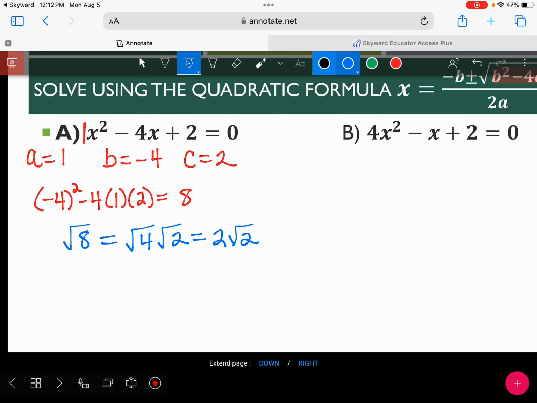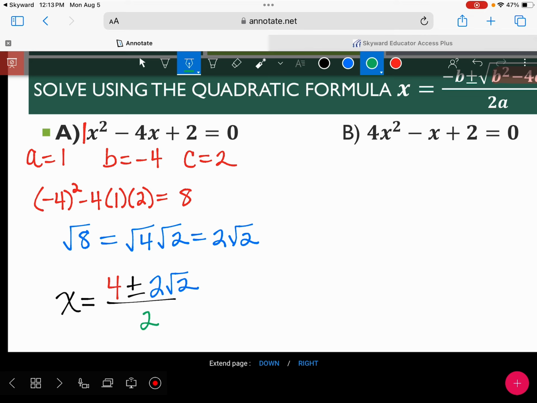So from here, we're ready to just finish it out. So x equals, now it's the opposite of b. So when b is negative, we have to switch that to a +4. And then it's plus or minus. We're going to put our discriminant, which is 2√2. And that's divided by 2 times a, or 2 times 1, which is 2.